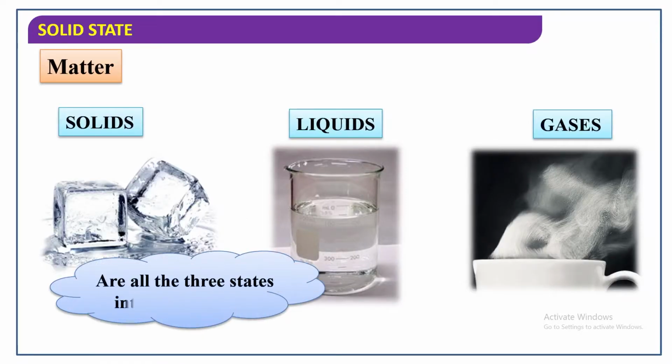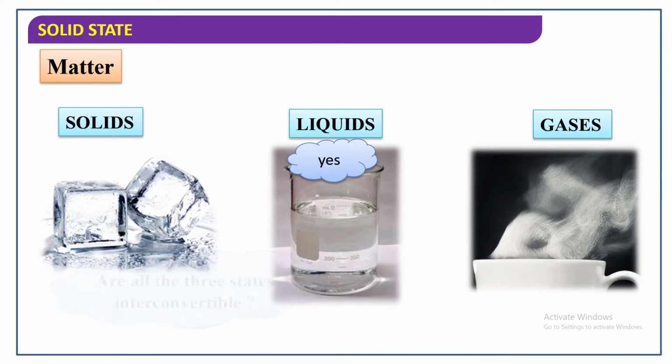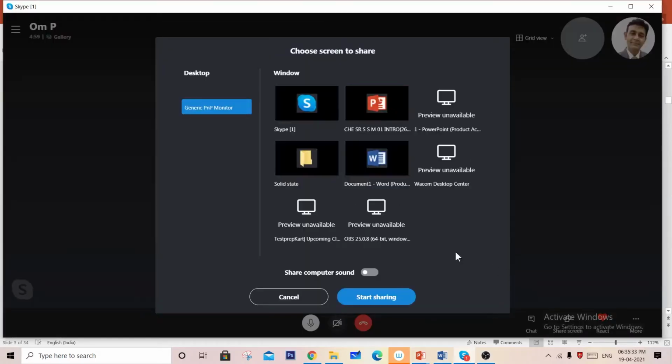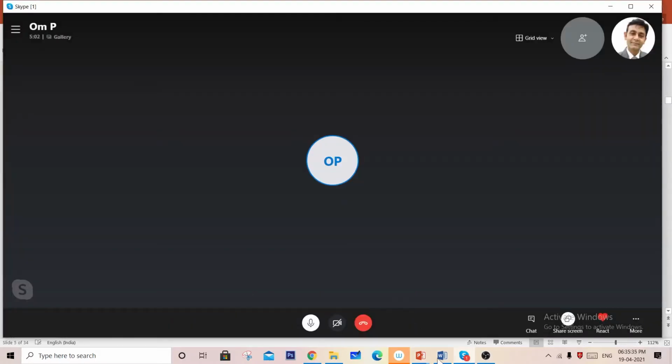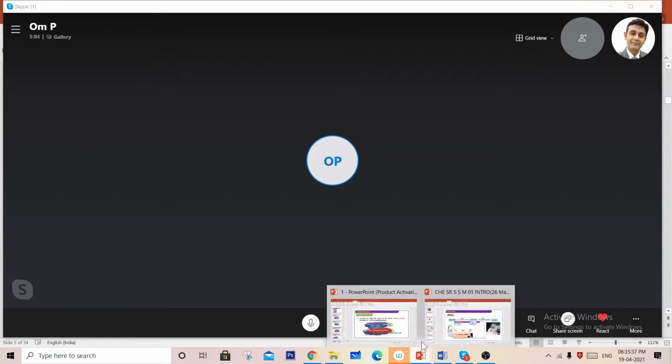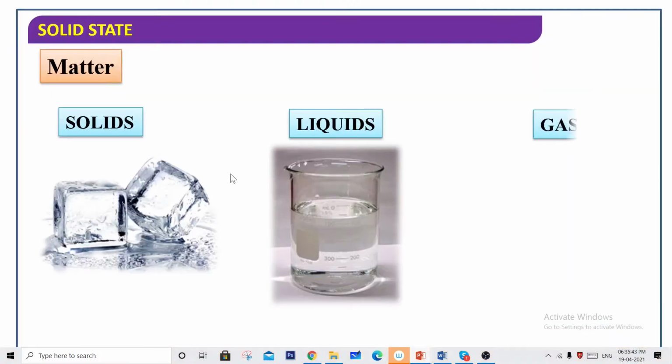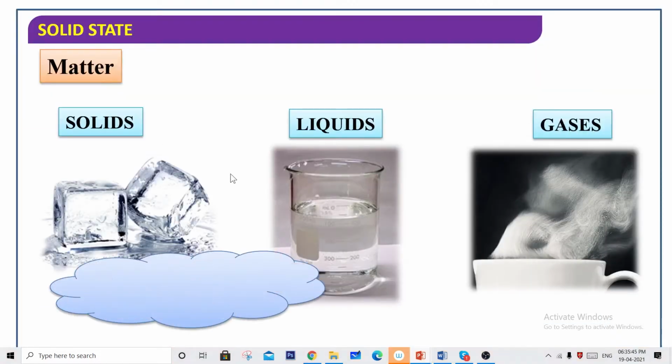So these three states can be converted, yes or no? By raising temperature. Wait, sir, your screen didn't share again. Okay, wait, you share it. Now I'm sharing it. Yeah, I can see it now, sir. Okay, great. So these three states are interconvertible, right?